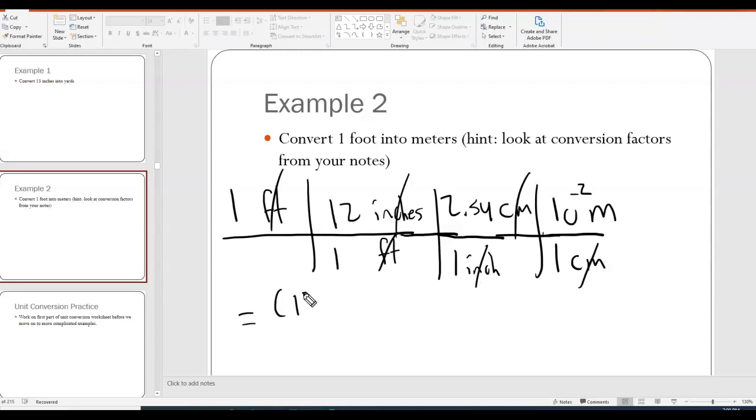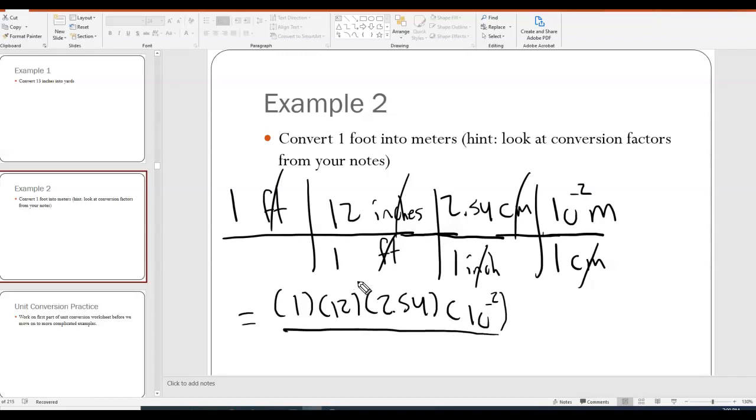And now I multiply across the top and the bottom and divide. Okay, and on the bottom, 1 times 1 times 1 would just be 1. So I'm going to stick this into my calculator. 12 times 2.54 times 10 to the power negative 2. Okay, and I get 0.3, I'm going to round this, 0.305 meters. Really technically speaking, I should probably just leave it at 0.3 meters because of sig figs, but just so you can check to see if your answer is correct, it should be that. Okay, so hopefully that's what you got for example 2.